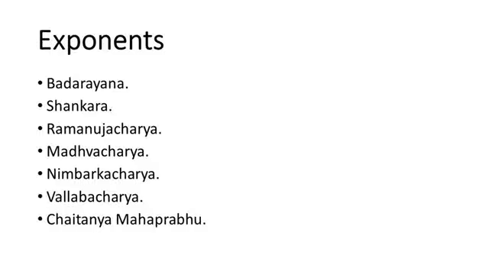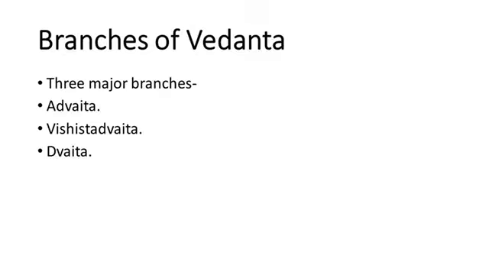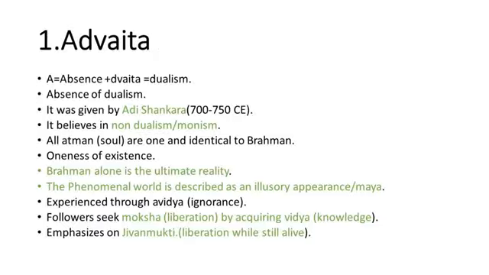Now let us look at the branches of Vedanta. There are three major branches of Vedanta philosophy, namely Advait, Vishisht Advait, and Dvait. Let us understand them one by one. Advait, if we look at the term, is made up of two words. A means absence and Dvait means dualism. Thus, Advait means absence of dualism.